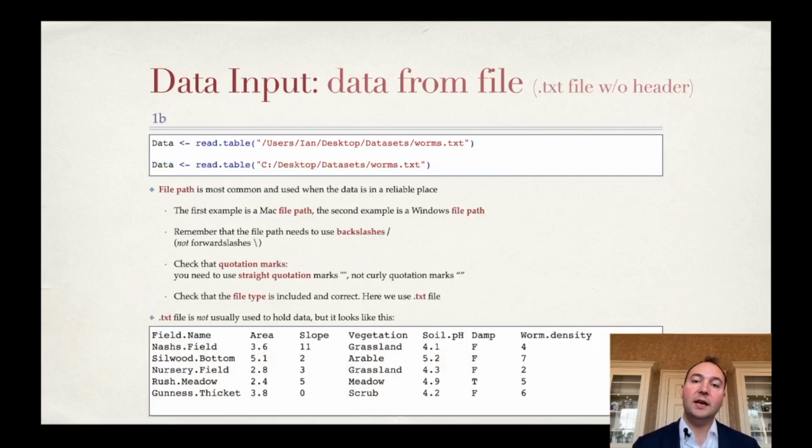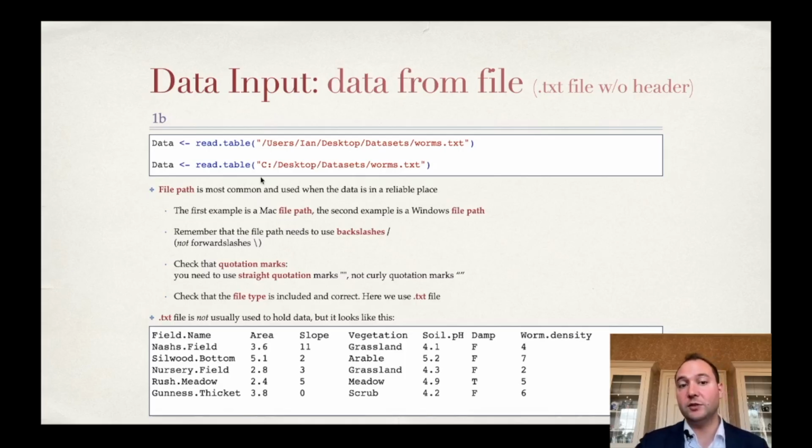A different way is to simply include the full file path of the file that you want to load into R. So for example, here we have the file path on my computer followed by the name of the file, worms, and the file extension .txt because this was a text file. Always remember that you need to include your file name and the extension, which might be a .txt or a .csv or a .xlsx if you're dealing with an Excel file.